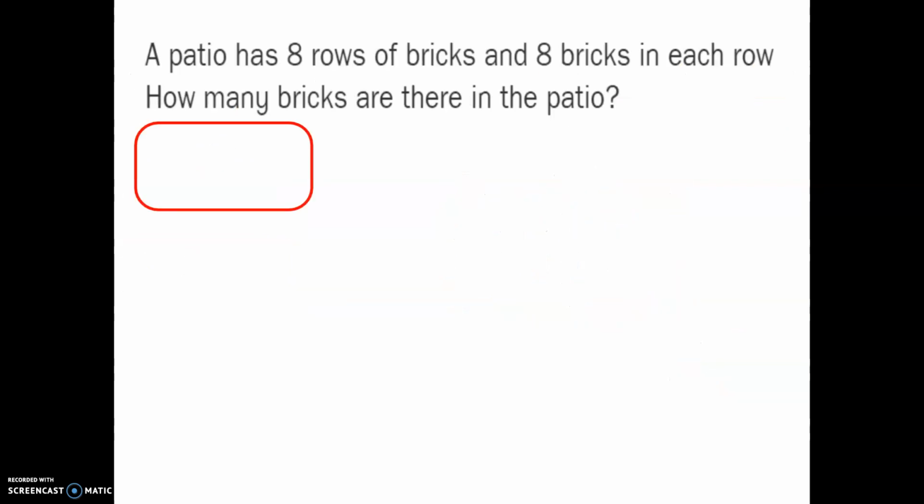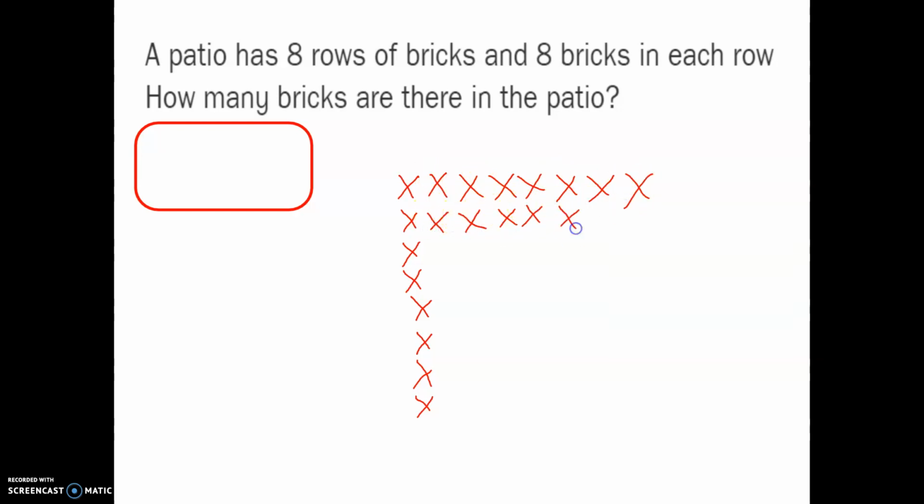And one more. A patio has 8 rows of bricks and 8 bricks in each row. Now this one is definitely a problem where I'm going to, when in doubt, draw it out, because I just can't figure out 8 times 8 in my head, and that's fine. So we've got 1, 2, 3, 4, 5, 6, 7, 8. 3, 4, 5, 6, 7, 8. 1, 2, 3, 4, 5, 6, 7, 8.